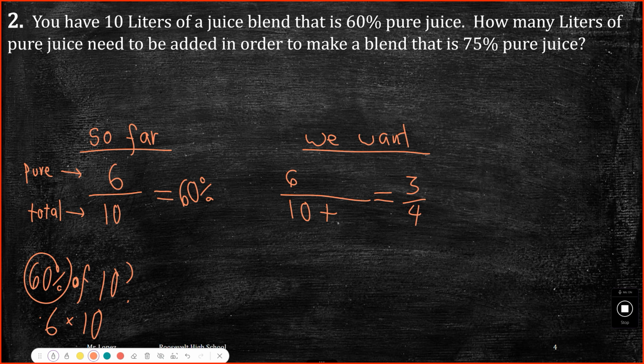An X amount of pure juice, no? So we're only adding pure juice. So whatever X liter amount is what we're going to put at the top. And it is basically exactly the same problem as 1. Let's cross multiply and solve. Let's go ahead and do that quick.